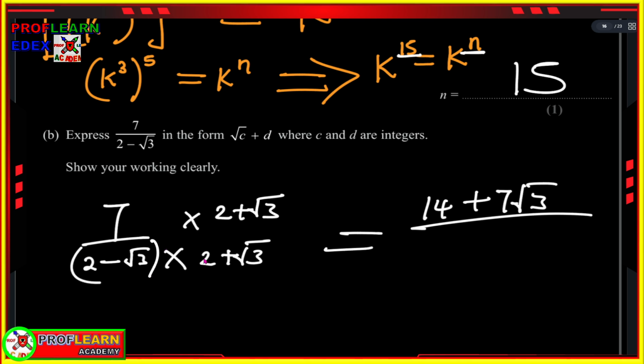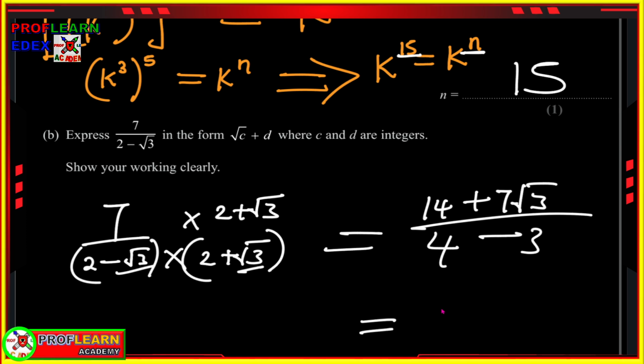If you multiply this and this, when you multiply conjugates, just take 2 times 2, which will give you 4, minus the square of this number also, which is going to be 3. So we end up having our answer as 14 plus 7 root 3 as the final answer in that case.